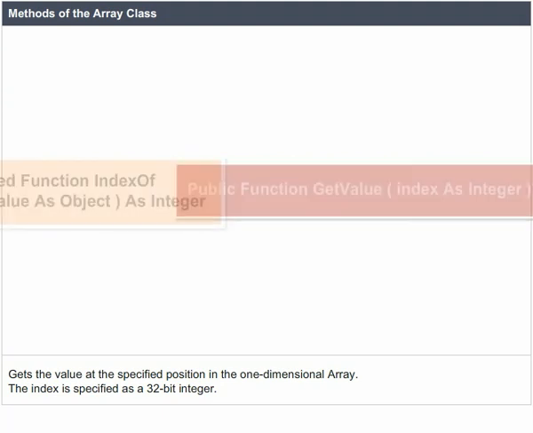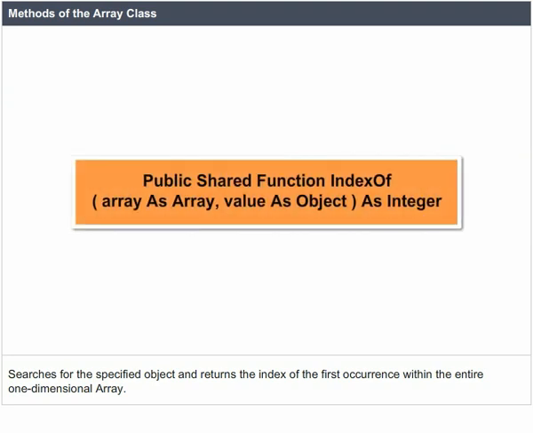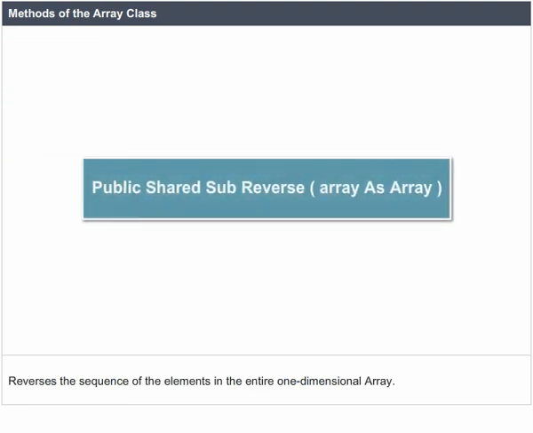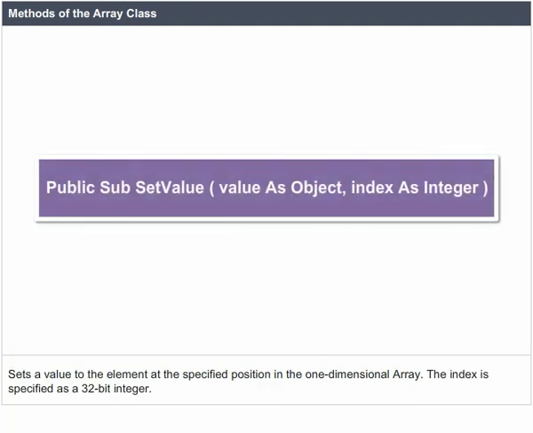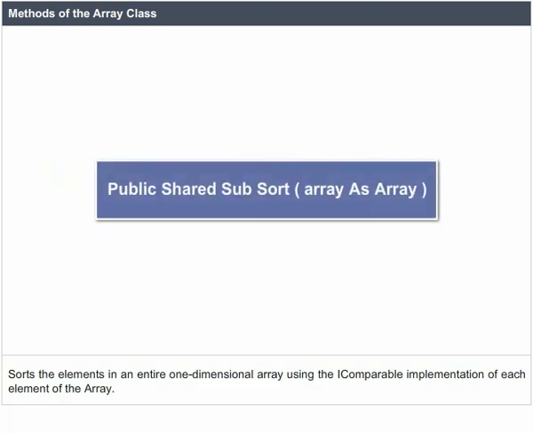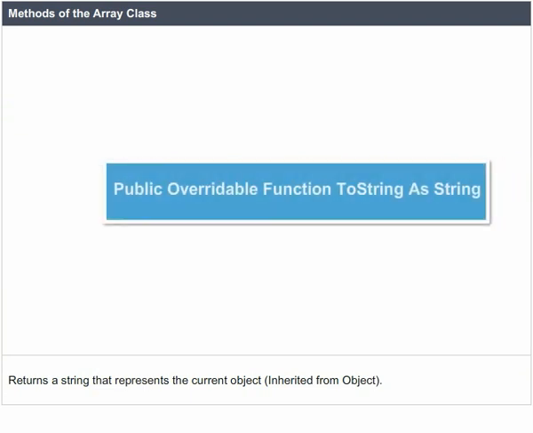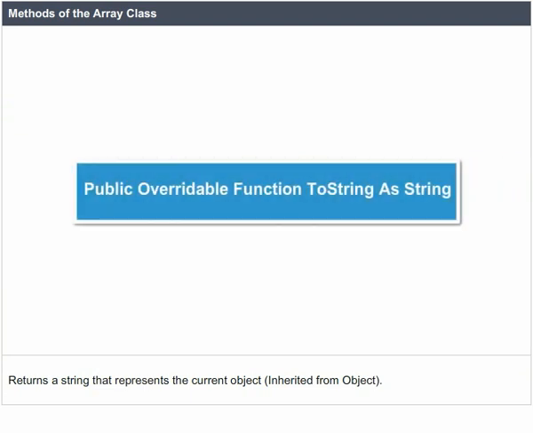Searches for the specified object and returns the index of the first occurrence within the entire one-dimensional array. Reverses the sequence of the elements in the entire one-dimensional array. Sets a value to the element at the specified position in the one-dimensional array. The index is specified as a 32-bit integer. Sorts the elements in an entire one-dimensional array using the IComparable implementation of each element of the array. Returns a string that represents the current object, inherited from object.